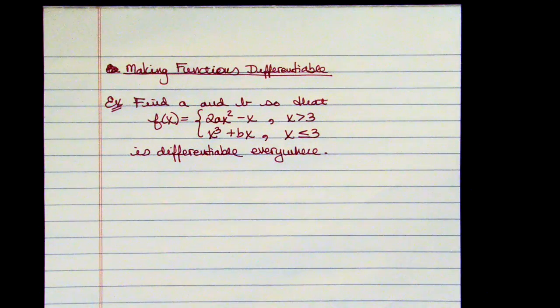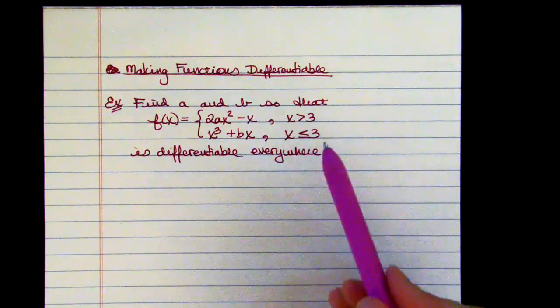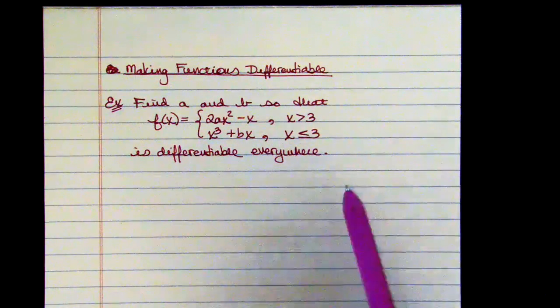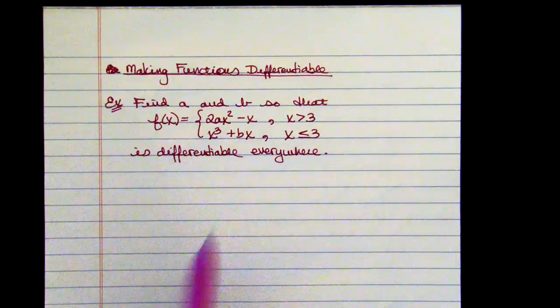Now what I'm going to look at is making functions differentiable, and this is going to look fairly similar to what we did in Unit 1, where I gave you a piecewise function and asked you to find specific values of a and b so that that function was continuous everywhere. Now, in this example, we're looking at this piecewise function, f of x equals 2ax squared minus x when x is greater than 3, x cubed plus bx when x is less than or equal to 3. I want to figure out the a and b values so that this function is differentiable everywhere, so that it's continuous and so that it's smooth, no sharp turns, no vertical tangents.